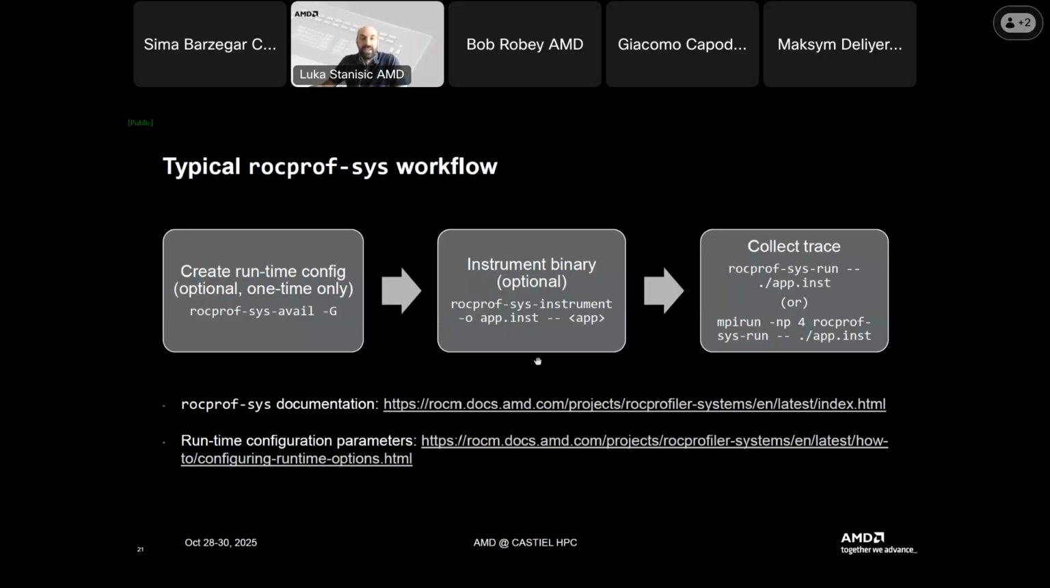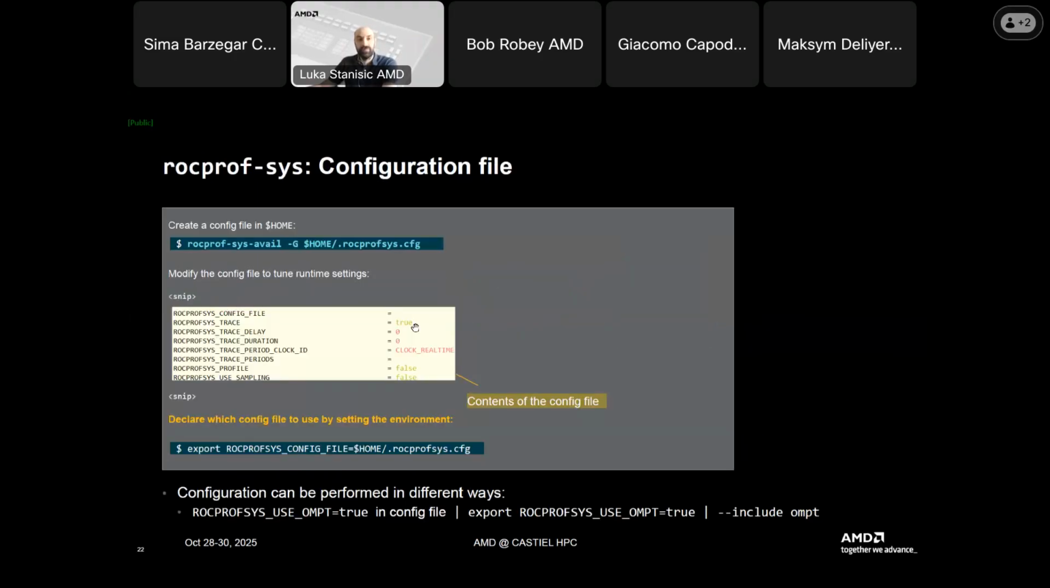Here are the links for more information in the documentation and about the configuration parameters, because there are quite a few. So let me show this in action a bit. For generating a configuration file, as I said, you do rocprof-sys avail -G, and then you specify where you want to save your config file.